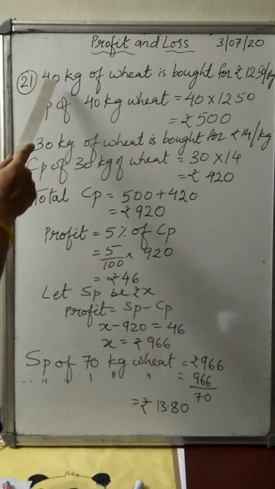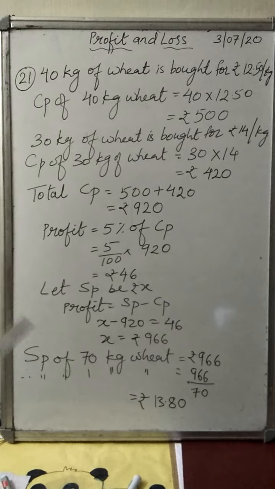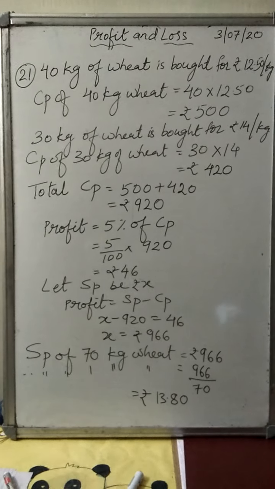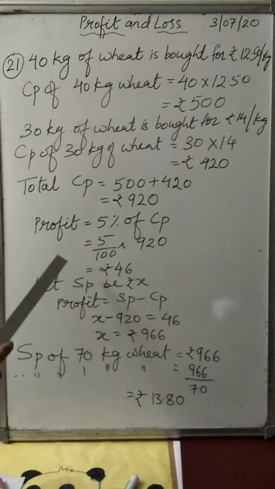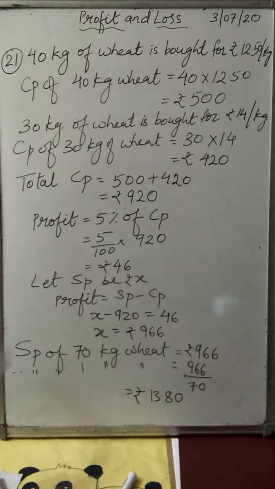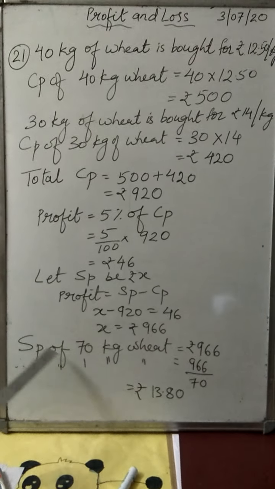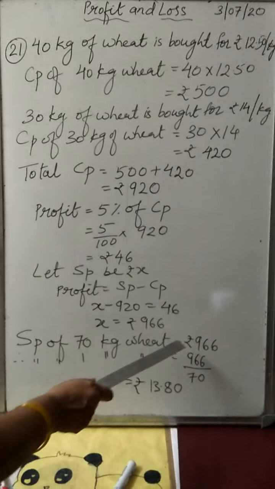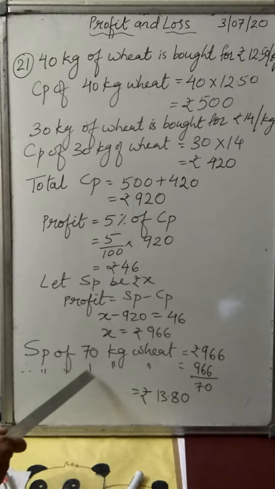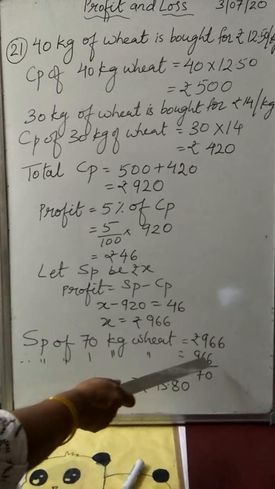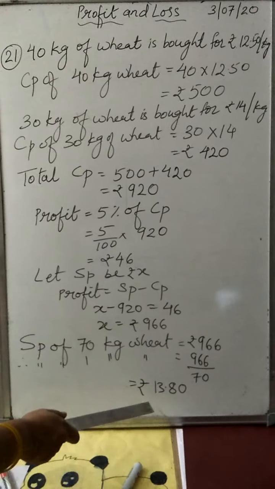And what is 40 plus 30? 40 plus 30 is equal to 70. So on the whole transaction, we have to find the SP of the whole wheat. So SP of 70 kg of wheat is equal to 966 rupees. So therefore selling price of 1 kg of wheat will be 966 divided by 70. So here is the answer.